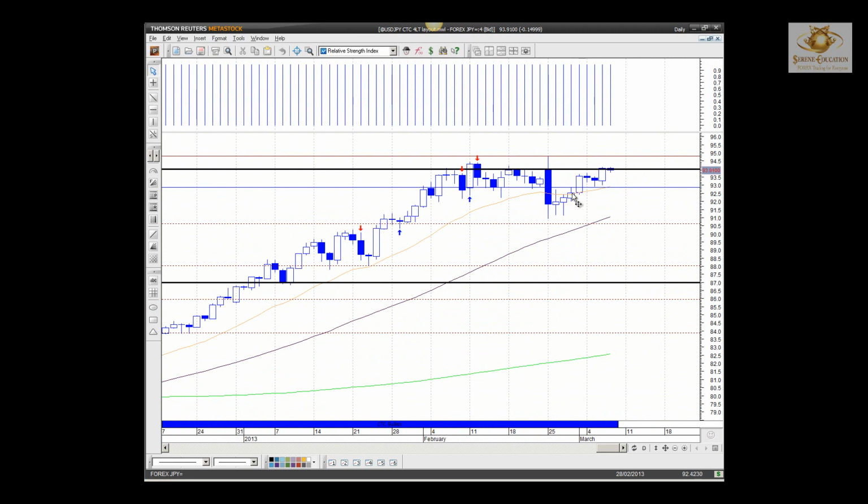Very wicky, but still wanting to go high, and sure enough, we've seen price moving into those highs again. So what do we want to see? Price ideally trading well above this area of consolidation. We don't want to get faked into any trades on this particular one.